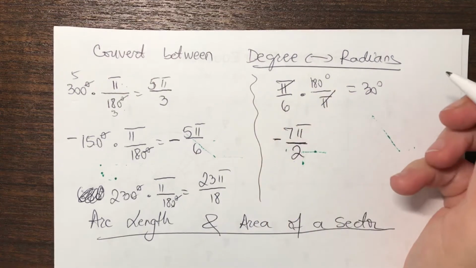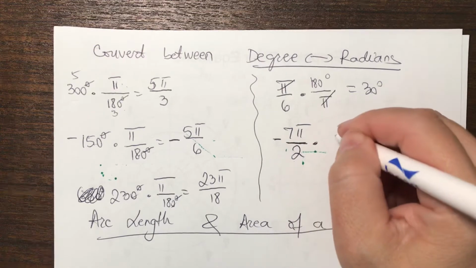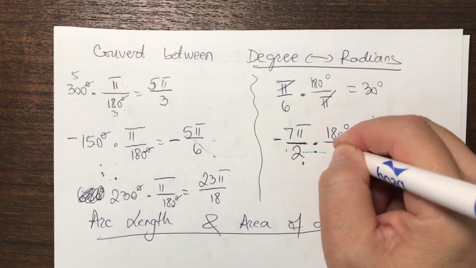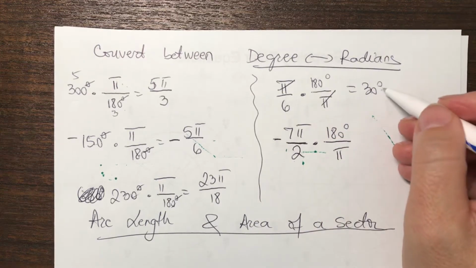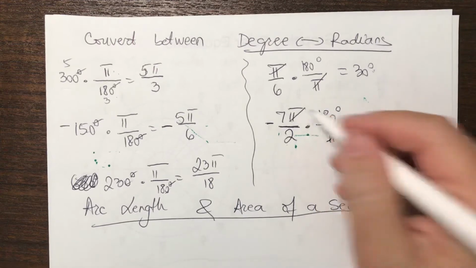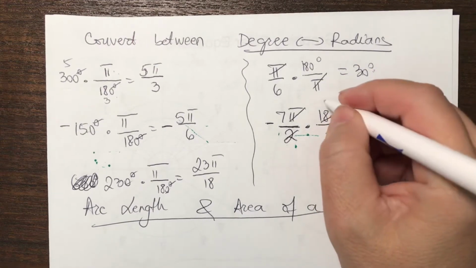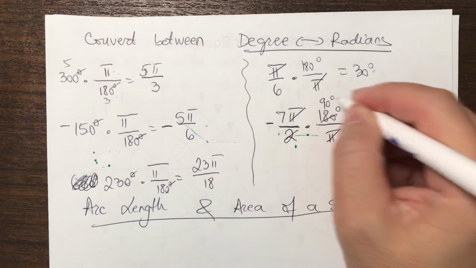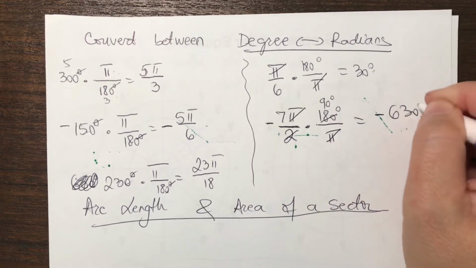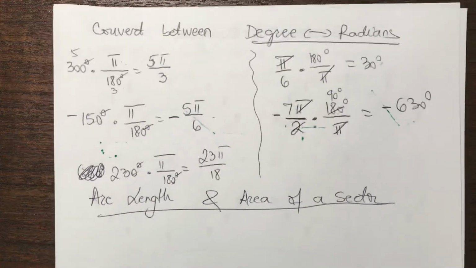Okay, so let's say negative 7 pi over 2. What kind of degree measure does this have? Again, I want to bring in the degrees. So again, do not forget to put the degree symbol. Okay. So the pi goes away. These reduce by 2. So 90 times 7 is 630 degrees, right? Negative.